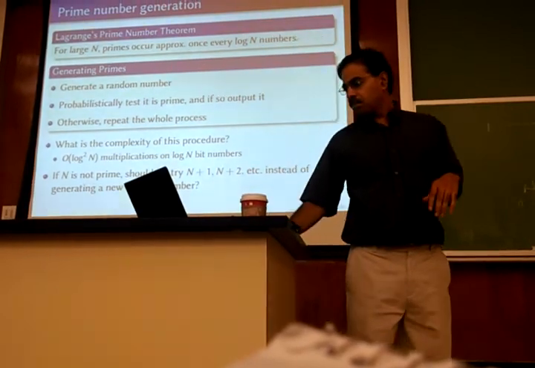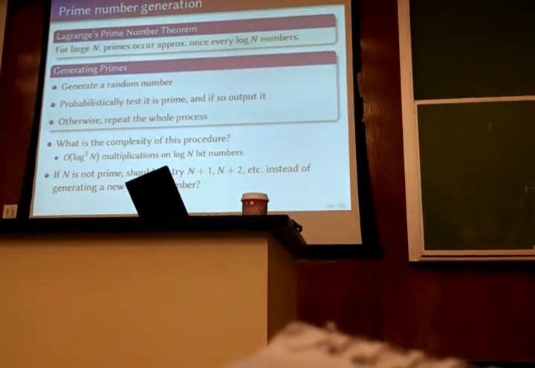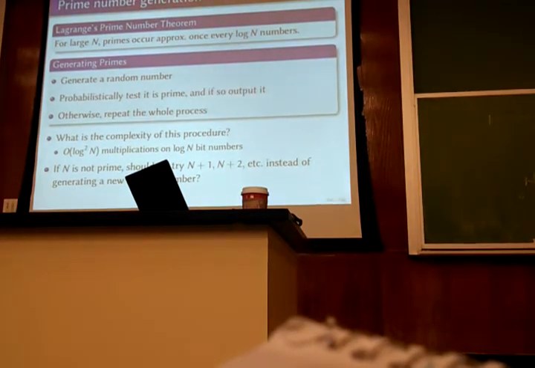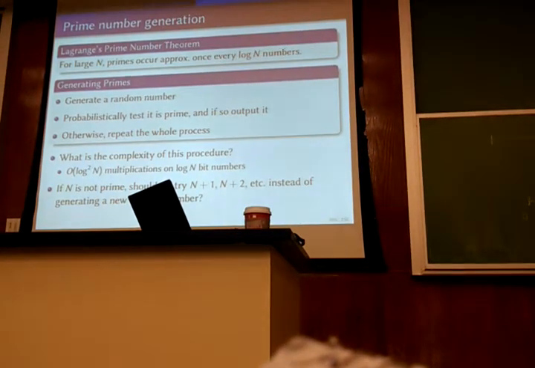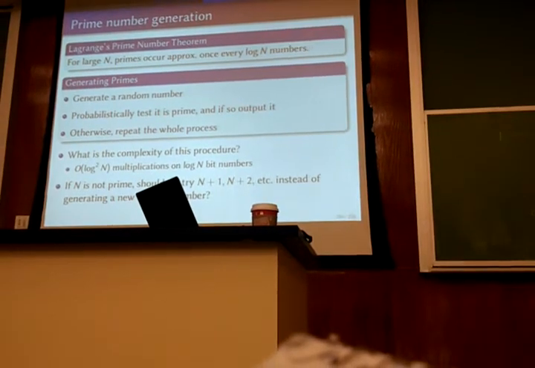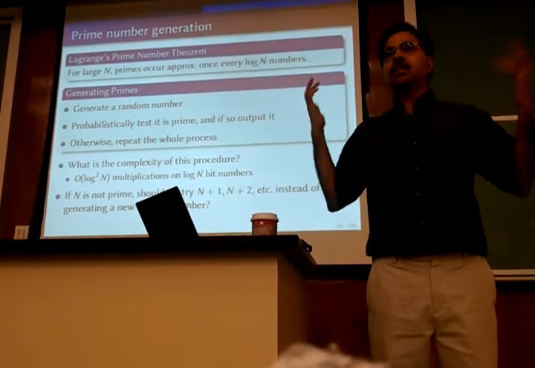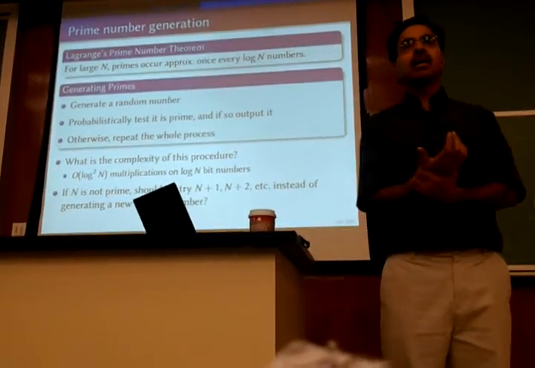Okay. You might be tempted to say, if the random number I generate is not prime, I'm going to just try n plus 1 and n plus 2 and so on. Should I do that, or should I simply generate a new random number? What should I do?